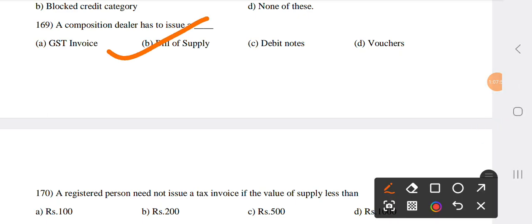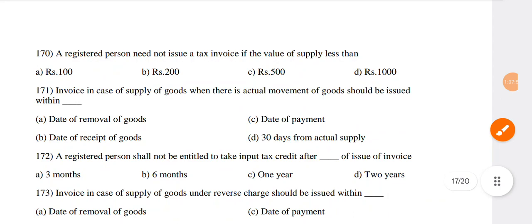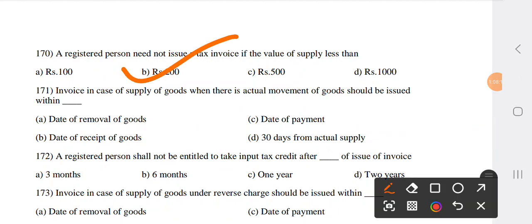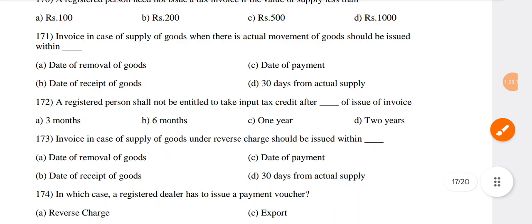Next question. A registered person need not issue a tax invoice if the value of supply is less than option A rupees 100, B rupees 200, C rupees 500, and D rupees 1000. The correct option is B. Next question. Invoice in case of supply of goods when there is actual movement of goods should be issued within dash. Option A date of removal of goods, B date of receipt of goods, C date of payment, and D 30 days from actual supply. And the correct option is A.